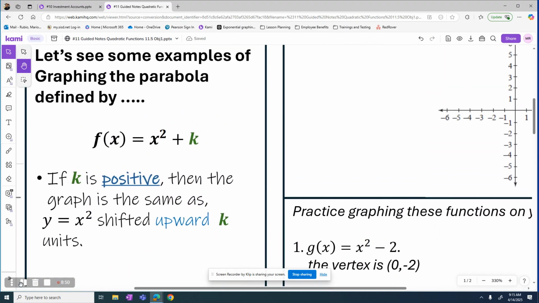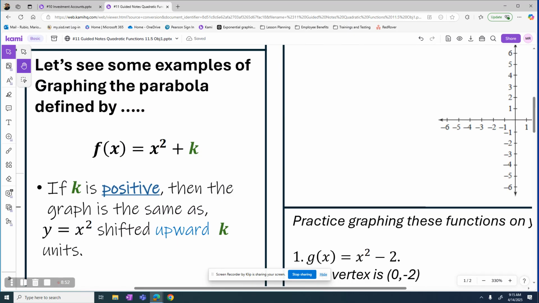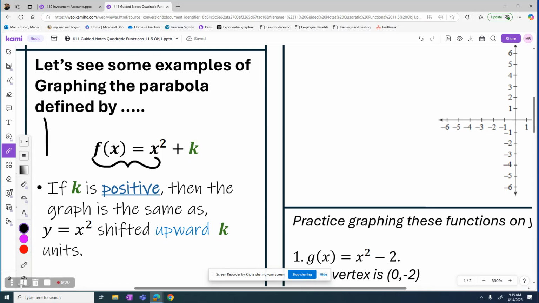Now we're on this little section that says, let's see some examples of graphing the parabola defined by f of x equals x squared. Now remember, we have our x squared. We know what this parabola looks like. We just graphed it. Now we're going to have this plus another variable, another constant, another number, okay? So all it's going to be is we're going to do the same steps. We're going to substitute numbers in, but now we're just going to have to do an extra little addition, okay?